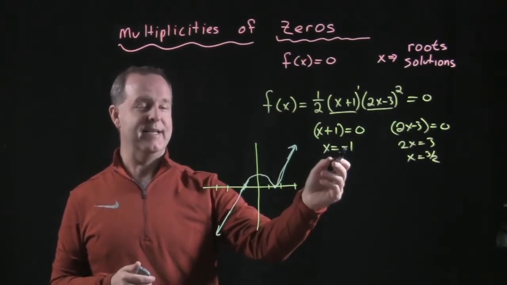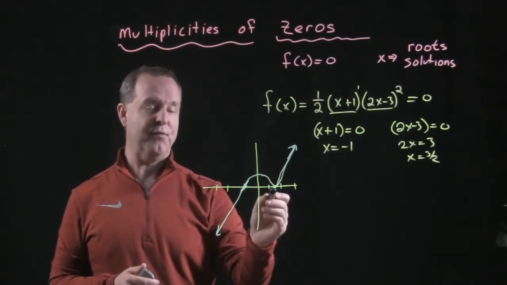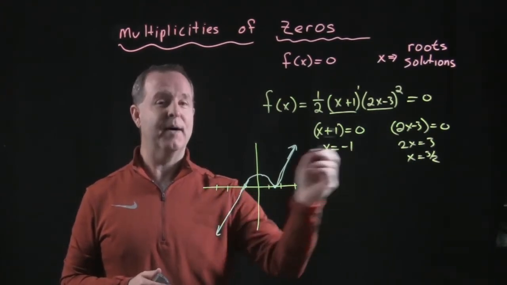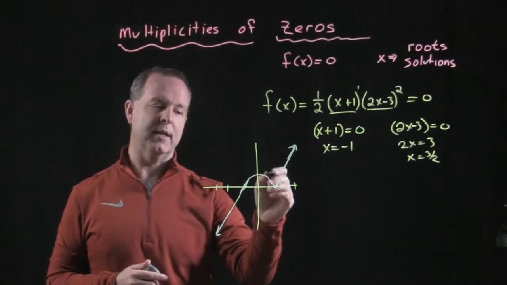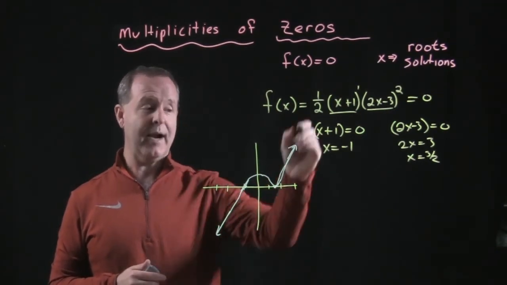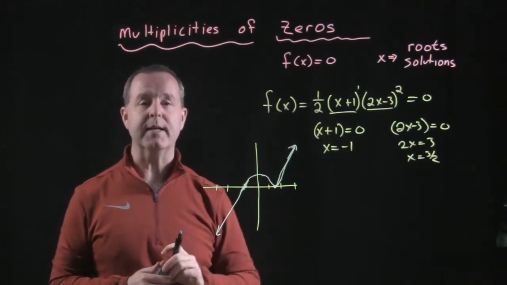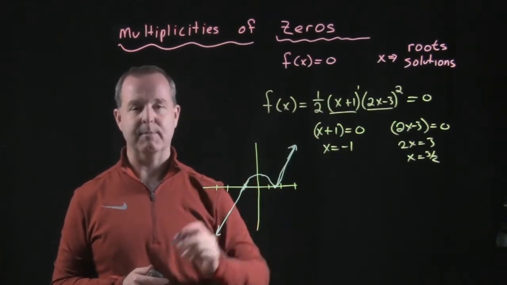I cross at -1 because it has a multiplicity of 1. At 3/2, it's a solution, but it has a multiplicity of 2, so it doesn't cross. Rather, it turns around and bounces off of the graph at that point and continues to increase without bound as x becomes greater.